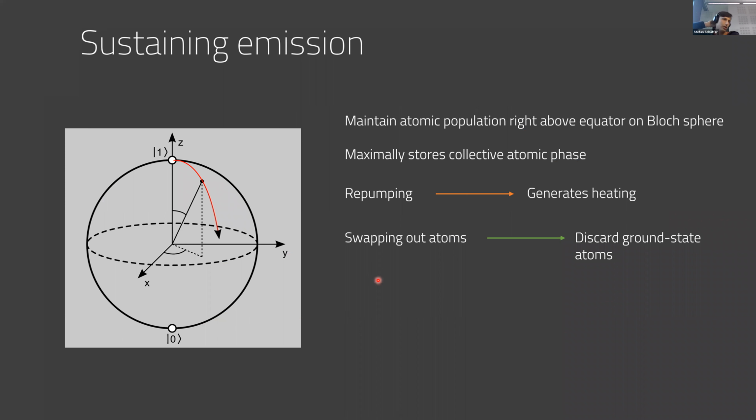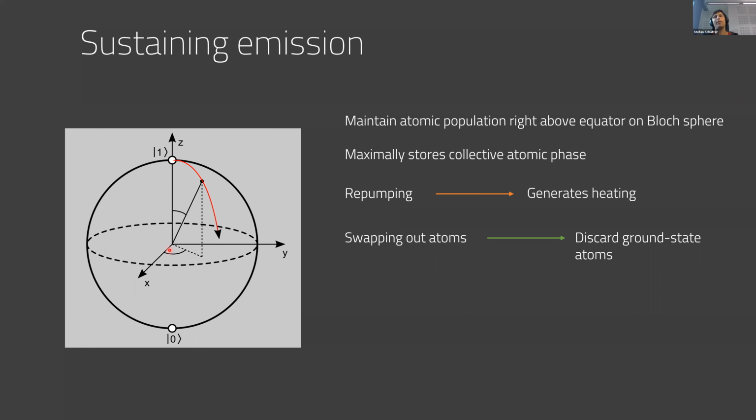Okay, so most of, or everything that I've shown you so far relies on pulsed operation, but we would like to have continuous operation for this to be a nice atomic clock system. So the question is, how do we sustain emission? Now we can return to this Bloch sphere picture, and rather than thinking about a single atom that's excited or in the ground state, we're thinking about the ensemble as a whole.